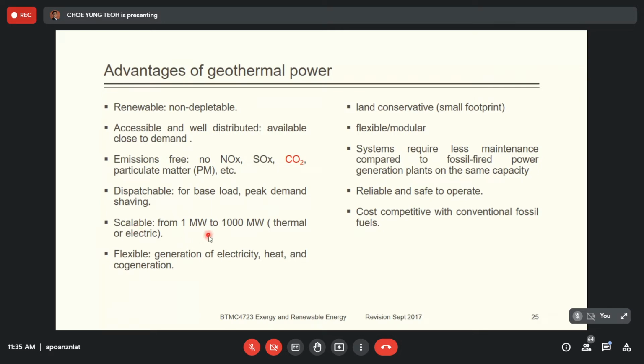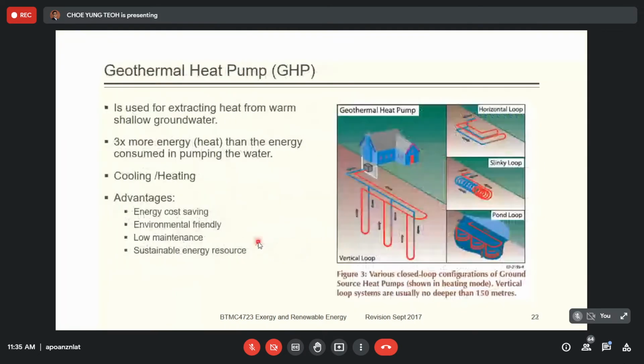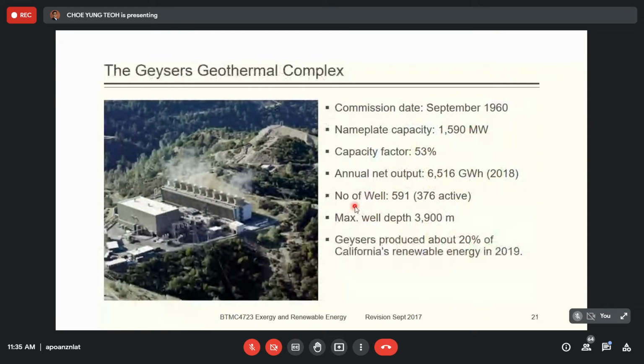It is scalable from 1 megawatt to 1,000 megawatts. It is scalable because one geothermal well normally can have only one turbine. For example, here you can see that the number of wells is 591. So definitely you can scale it to the output that you want. I have 591 wells. Today I can run 10 wells, tomorrow I can run 20 wells, 20 turbines, 50 or 100, depending on the demand that I need. So it can be easily adjusted.